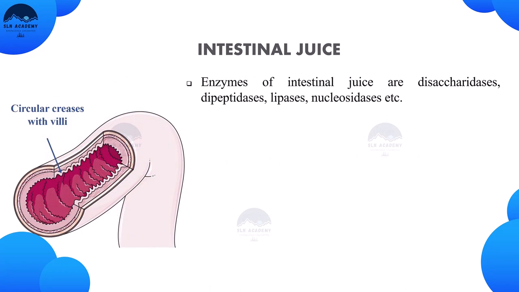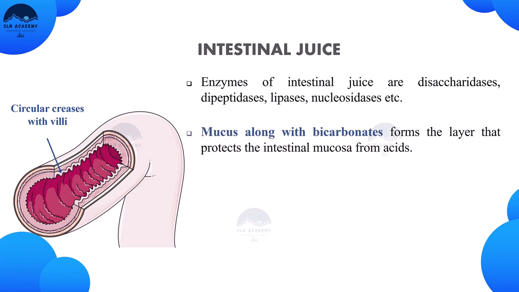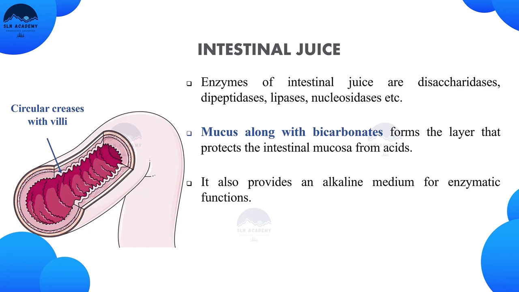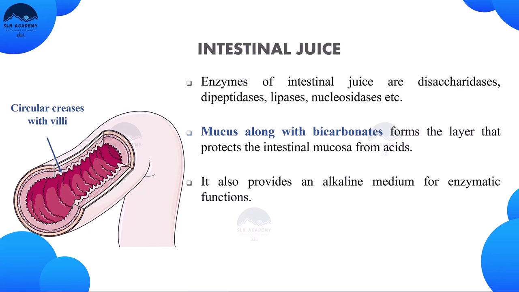Enzymes of intestinal juices are disaccharidases, dipeptidases, lipases, nucleosidases. Mucus along with bicarbonates forms the layer that protects intestinal mucosa from acids. It also provides an alkaline medium for enzymatic functions.